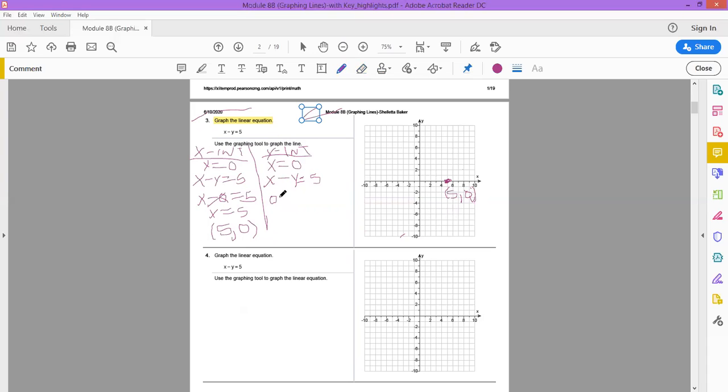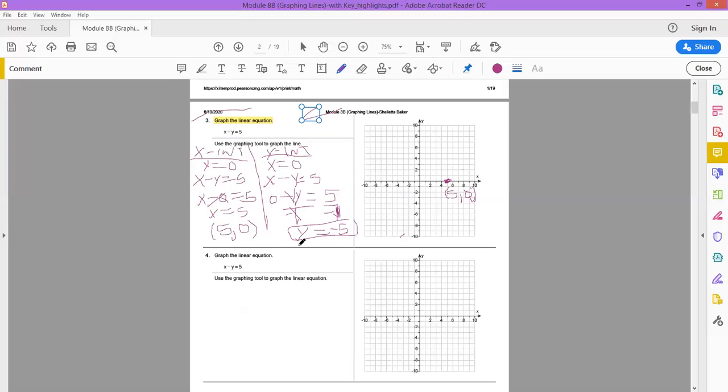So 0 minus y equals 5. Remember, we want to see this minus y as negative 1y. That'll remind us to divide both sides of the equation by negative 1 in order to get rid of that negative symbol. So y equals 5 divided by negative 1, and that'll be negative 5.